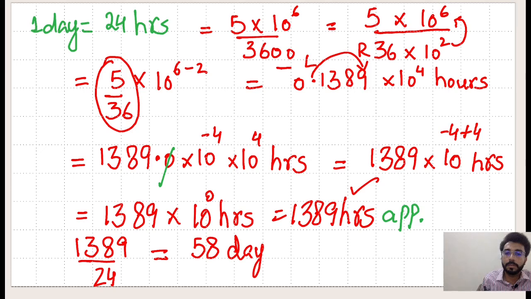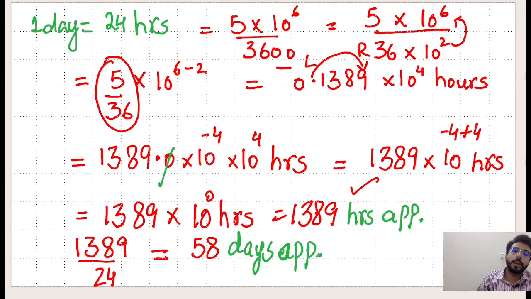I change the color here so you will get to know. So this is our answer in hours. This is our answer in days. 58 days approximately. It means approximately you have to take 58 days to recite 1 million times. This is our answer in days. This is our answer in hours.